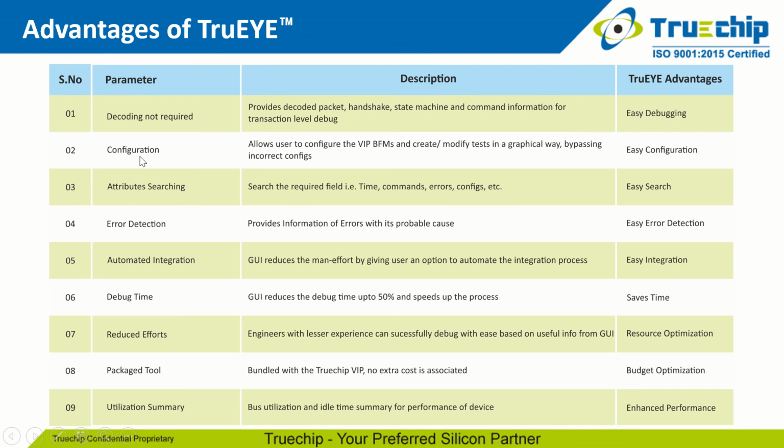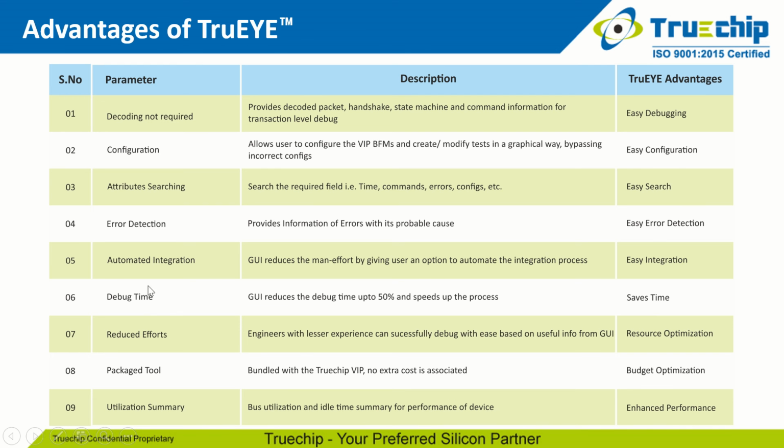Second is configuration. It allows the user to configure the VIP BFMs and create modified tests in a graphical way, bypassing incorrect configs. Its key advantage is easy configuration. Third is attribute searching. Search the required field, that is time, command, error, configs, etc. Its key advantage is easy search. Fourth is error detection. It provides information on errors with their probable cause. Its key advantage is easy error detection.